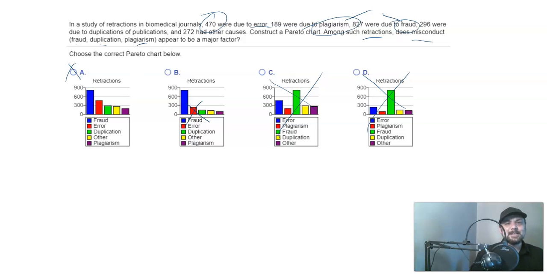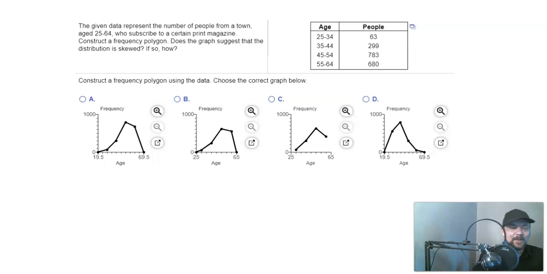All right, so I just need to be done with this video. It's gone on for too long. So the given data represent the number of people from a town, aged 25 to 64, who subscribe to a certain print magazine. Construct a frequency polygon. Does the graph suggest that the distribution is skewed?